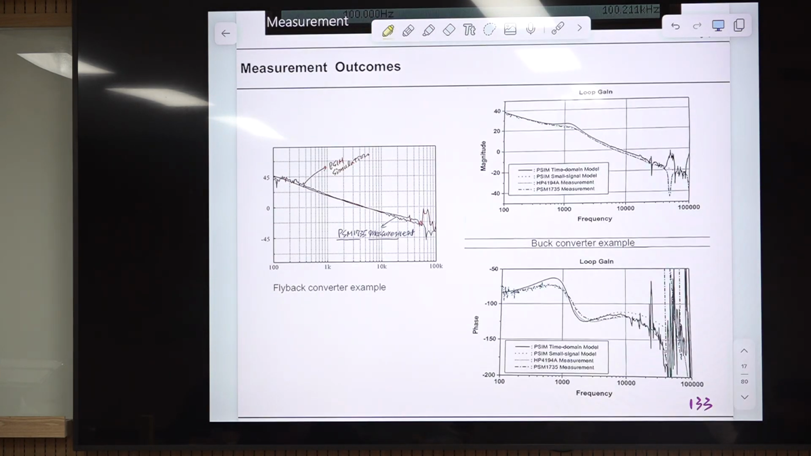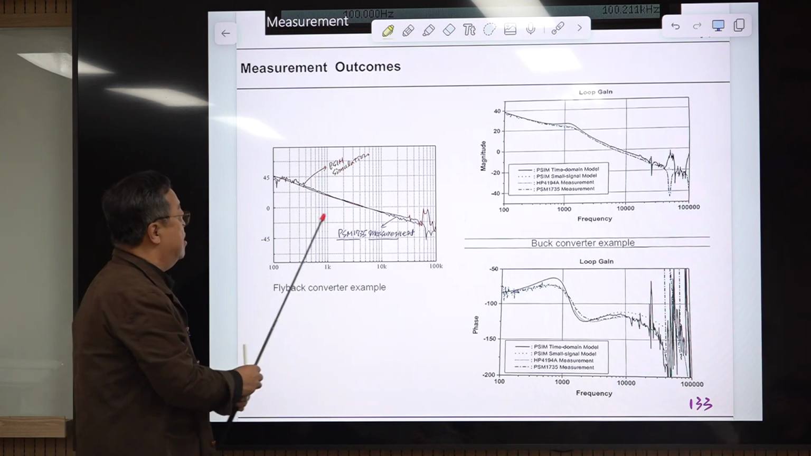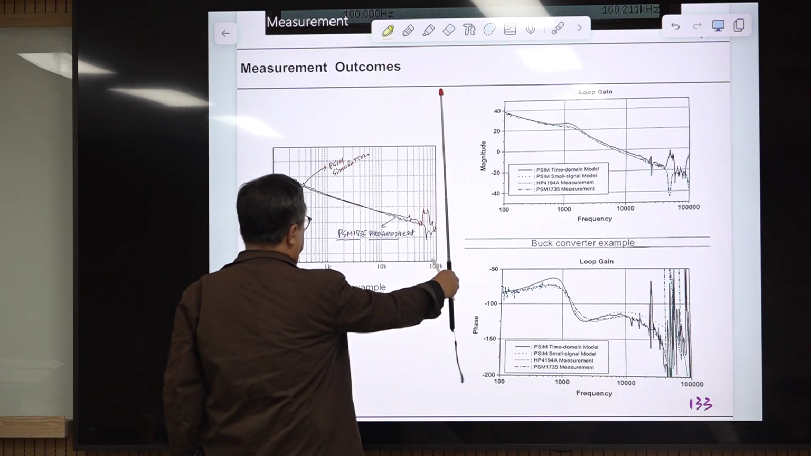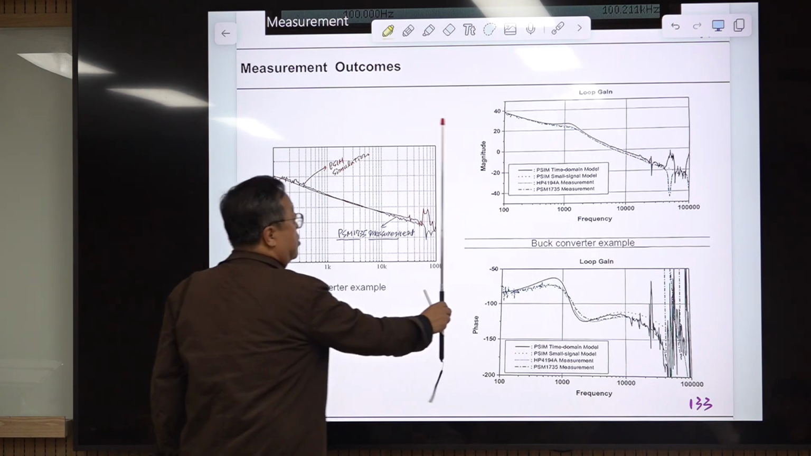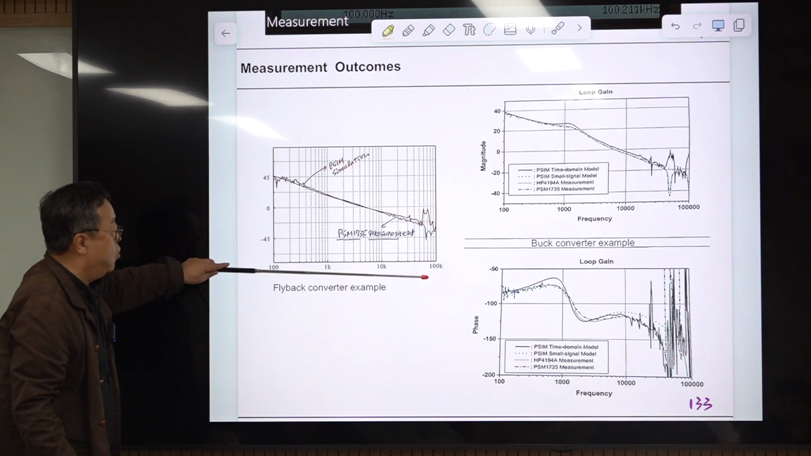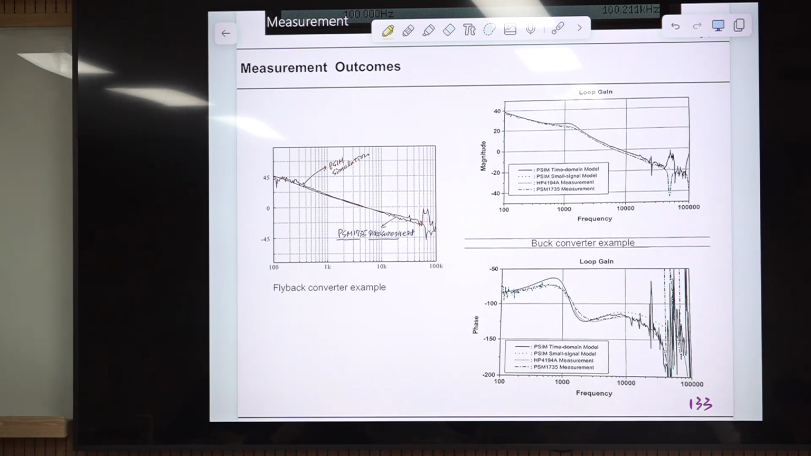Okay, let me take two other examples. This is a measurement result of loop gain, and there are two displays. This is one converter. This is an example of a flyback converter. This is an example of a buck converter. Here we are just showing the magnitude plot. Okay, phase plot is missing here.